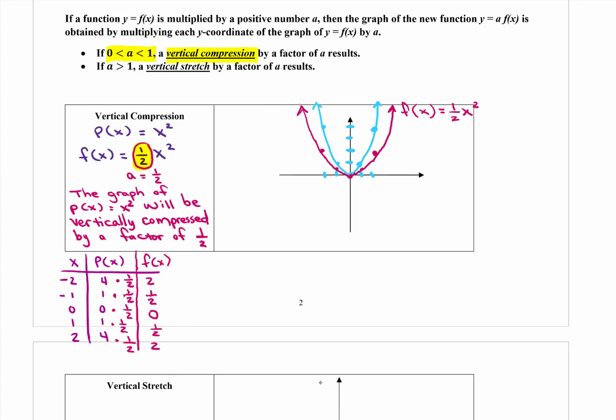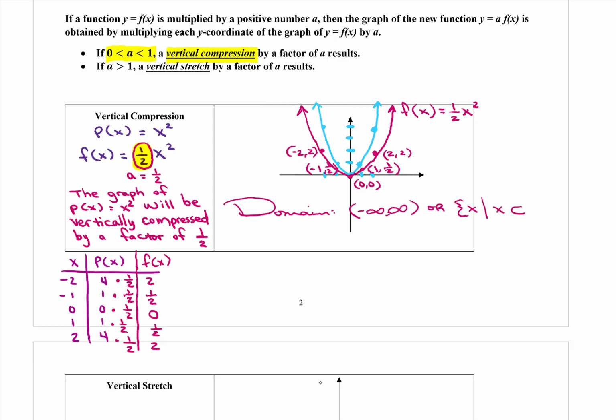Let's label our function with the equation. This is f of x is equal to 1/2 x squared. And let's label our ordered pairs. So this is 2 comma 2, 1 comma 1/2, 0 comma 0, negative 1 comma 1/2, and negative 2 comma 2. Yes. So there we go.